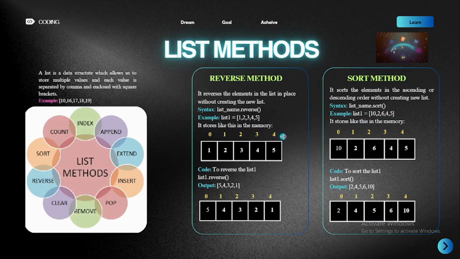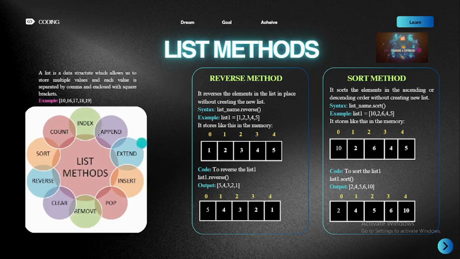After storing the values in the list, in the back end the elements are stored in sequence like this. At the 0th index the 1 will be stored, at the 1st index we will have 2, at the 2nd index 3, at the 3rd index 4, and at the 4th index 5. So basically the indexing starts from 0, not from 1. That is the key point in the list methods.